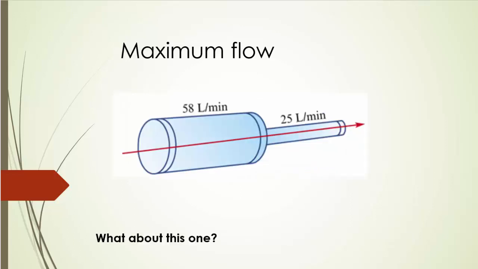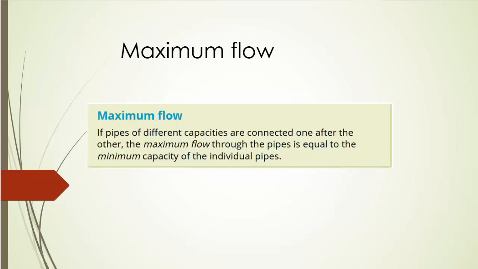What about this one? 58 in, 25 continuing, exactly the same thing. It is the minimum capacity which determines the maximum flow. If pipes of different capacities are connected one after the other, the maximum flow through the pipes is equal to the minimum capacity of the individual pipes.